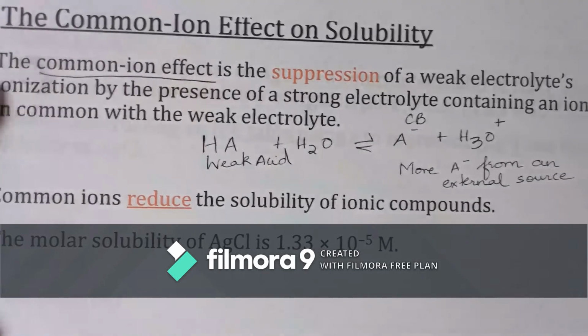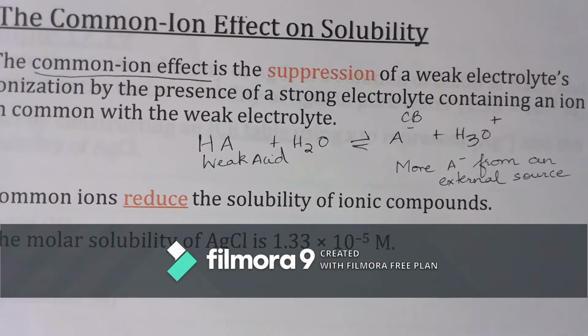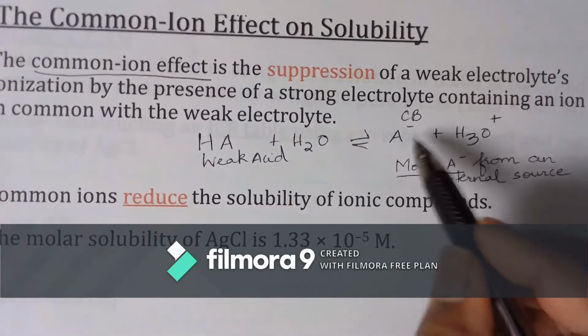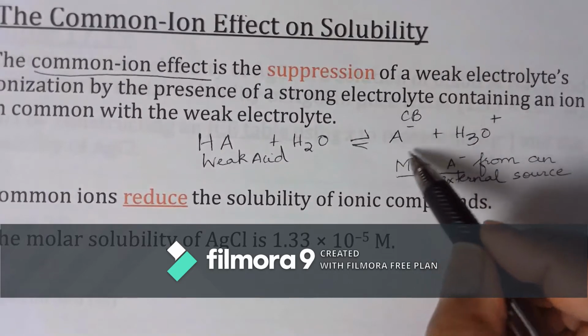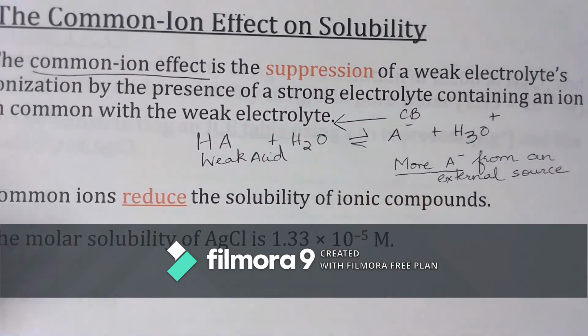Okay, so you had a problem in your homework, I believe. The formate ion, you can add sodium formate or potassium formate. All you're looking for is some extra formate in the system. So when you add more A minus, this concentration increases. Okay, this increases, and what does it do? It shifts the equilibrium to the left. That in essence is the common ion effect.